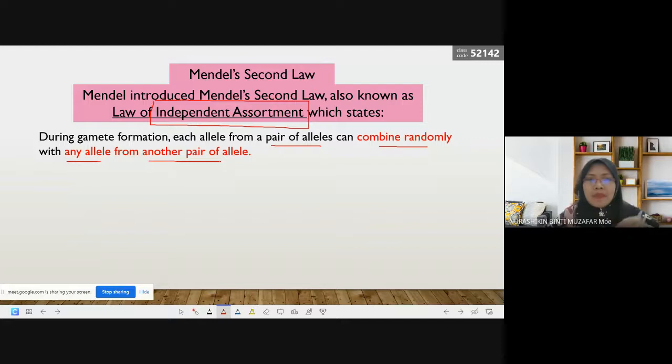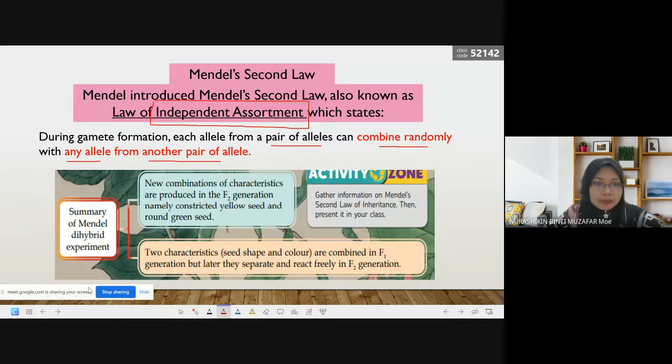Independent means not dependent, meaning it can mix with any. It is random, yes, independent assortment. Okay, for this second law. So this is the summary of Mendel's dihybrid.